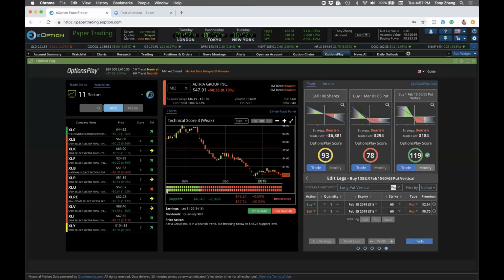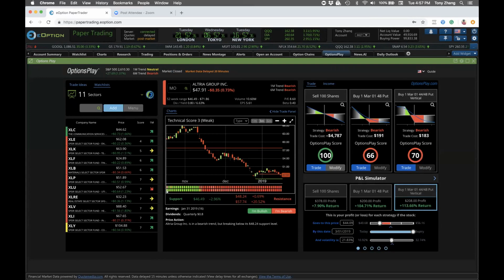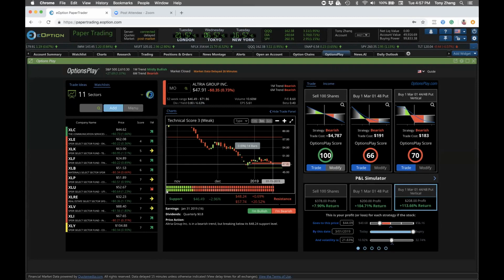So we have a few more minutes to go through a couple more examples here. I want to look at Altria Group. This is what we consider a relatively blue chip, high dividend paying stock. However, it's taken a huge beating over the last couple of months and has really not recovered. This is fairly bearish for the stock, so I'd be looking at more bearish opportunities. This stock reports earnings on January 31st. So looking at a bearish trade, let's say the stock moves down to maybe $45.